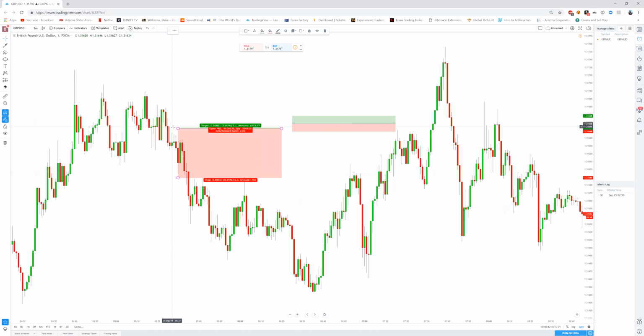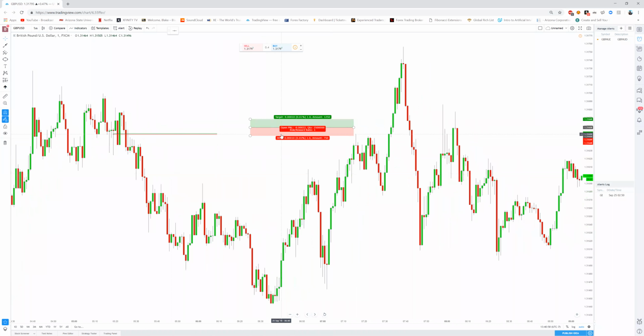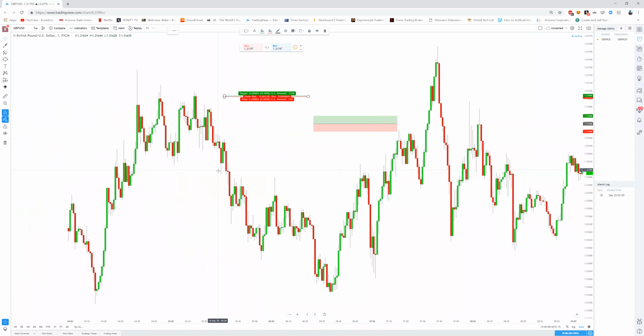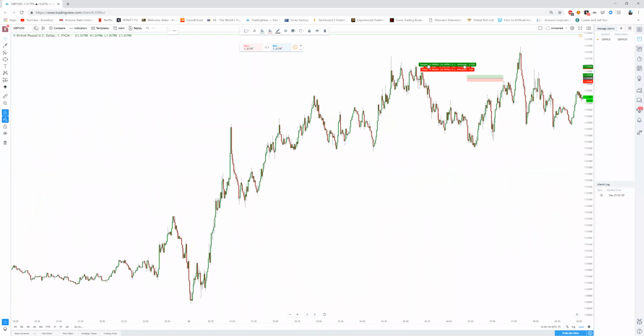This one is going to be a micro pip. All right, so we can see here, the pip is exactly 10 times as big as the micro pip. This fits in here 10 times all the way up. A pip used to be the smallest amount a currency could possibly move against another currency at one single point in time. But now we have the micro pip. So now we can determine exactly what a pip is.